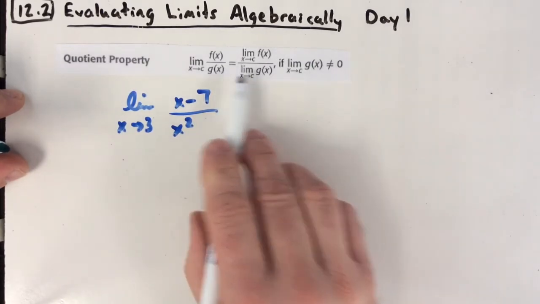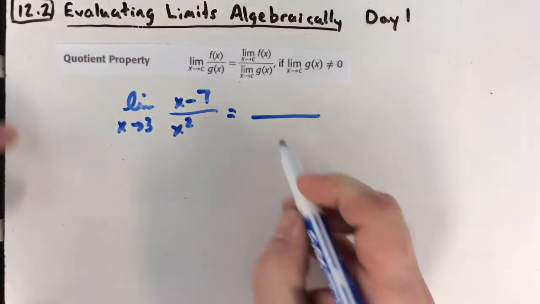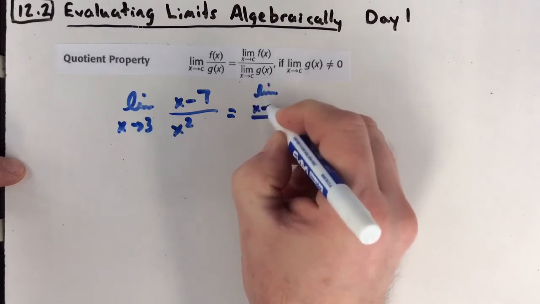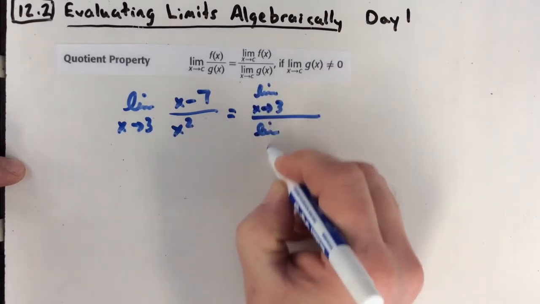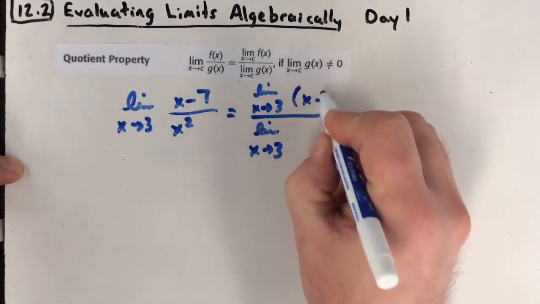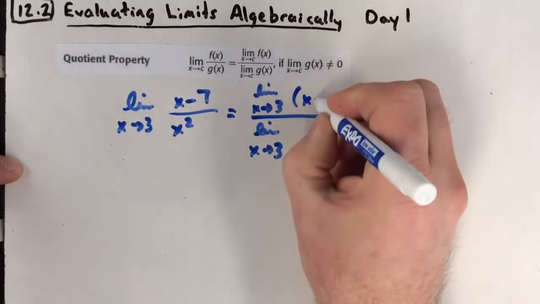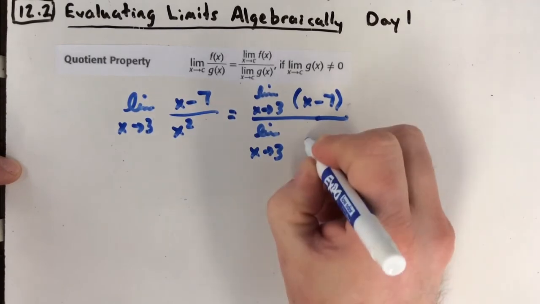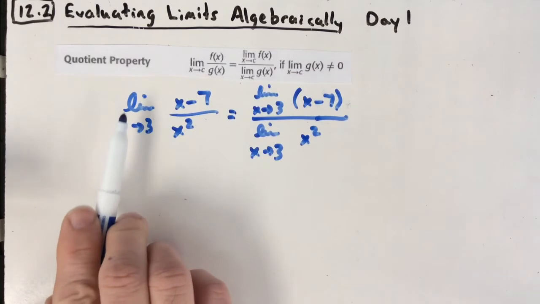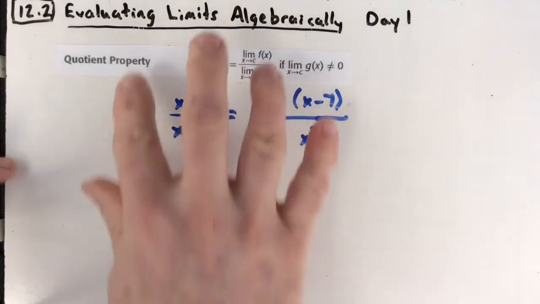What this property allows you to do is to split that up into a fraction with a limit on the top and a limit on the bottom. So we'll copy this limit down twice. We'll do the limit as x approaches 3 on both the top and the bottom of this x minus 7, and then the x squared would go down on the bottom. So x minus 7 up here on the top, and then the x squared down on the bottom. So the quotient property allows you to take, again, a limit with a fraction and write it with the limit on the top and on the bottom. That's our quotient property.